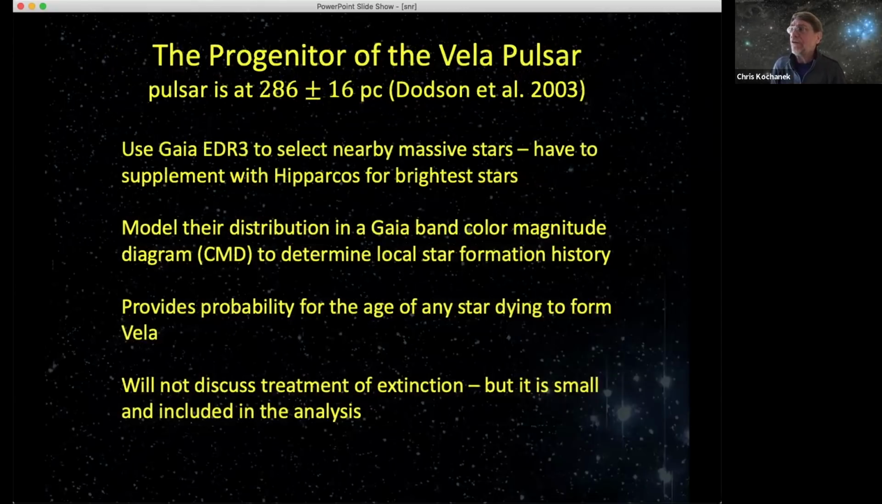Okay, so let me now talk about the progenitor of Vela. So the advantage of Vela is that it's very nearby. It's 286 plus or minus 16 parsecs with a direct VLBI parallax. And that's very close, since with Gaia you can literally select stars in a sphere around Vela of whatever radius you want to select. You can model the CMD of the stars to determine the local star formation history, and you get the probability distribution for the age of any star dying to form Vela. I won't talk about it at all, but you do have to account for extinction, and so that was all done.